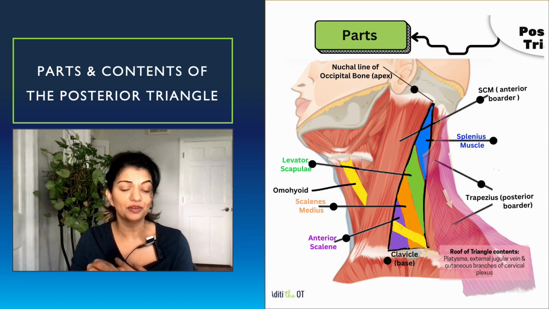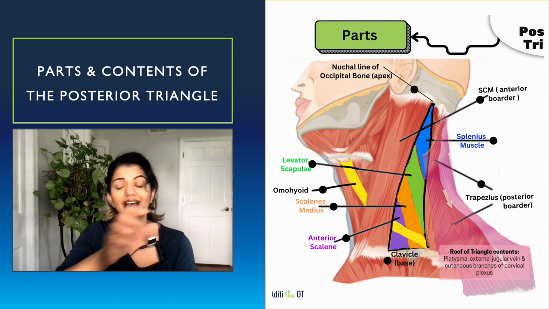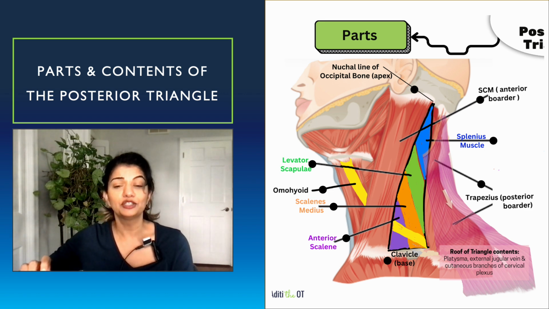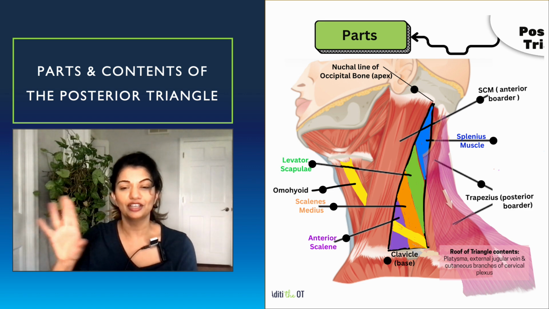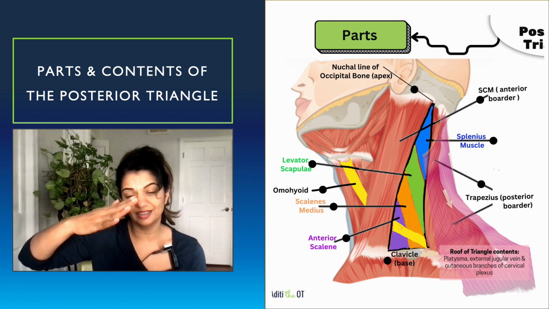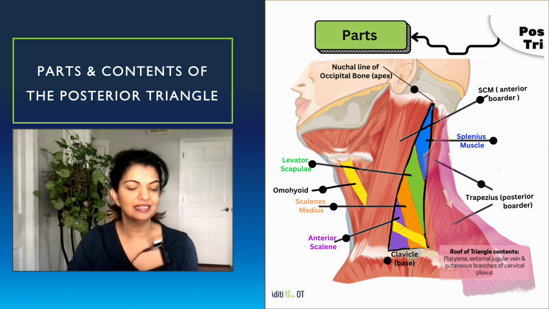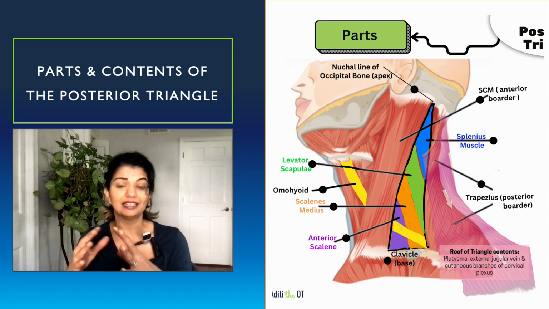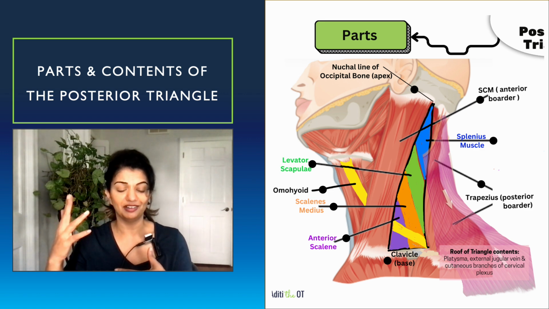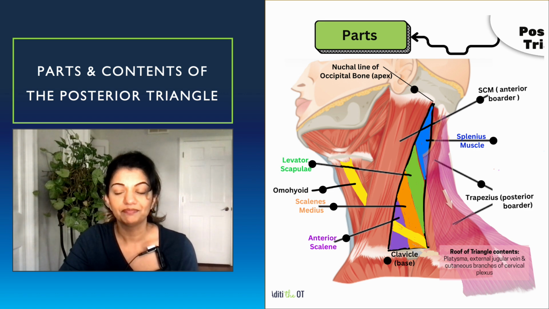And the other thing you want to remember is basically that yellow one is the omohyoid. That sort of runs across it superior to the anterior scalene and the scalenus medius. So it goes in the very top and it sort of intersects this triangle. And the thing is that as it intersects the triangle, it actually divides this posterior triangle into two parts, right? And that's what we're going to explore in the next video.